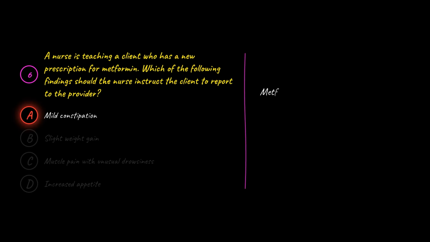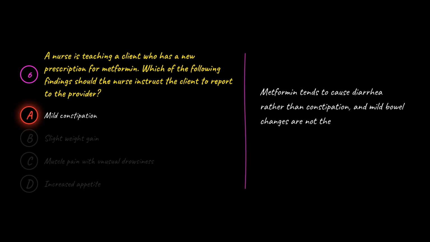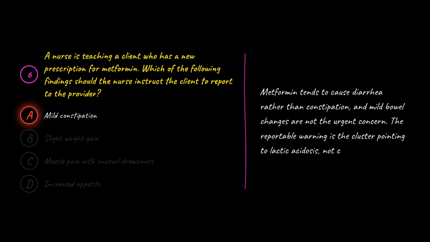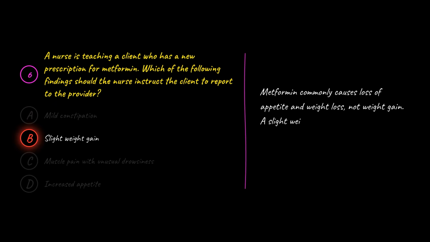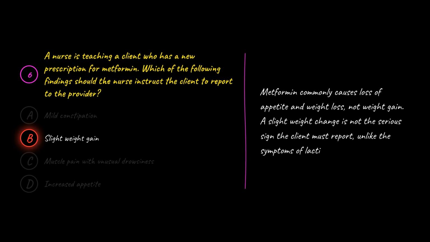A is wrong because metformin tends to cause diarrhea rather than constipation, and mild bowel changes are not the urgent concern. The reportable warning is the cluster pointing to lactic acidosis, not constipation. B is wrong because metformin commonly causes loss of appetite and weight loss, not weight gain. A slight weight change is not the serious sign the client must report, unlike the symptoms of lactic acidosis.